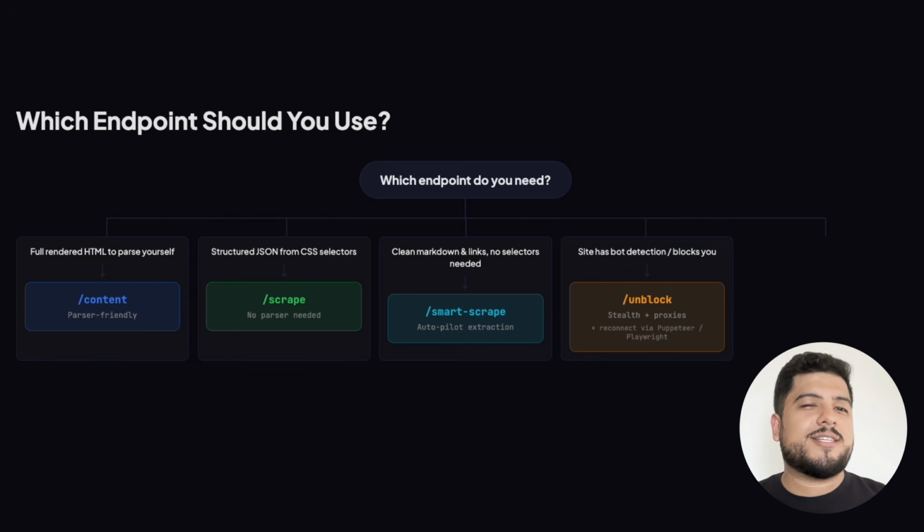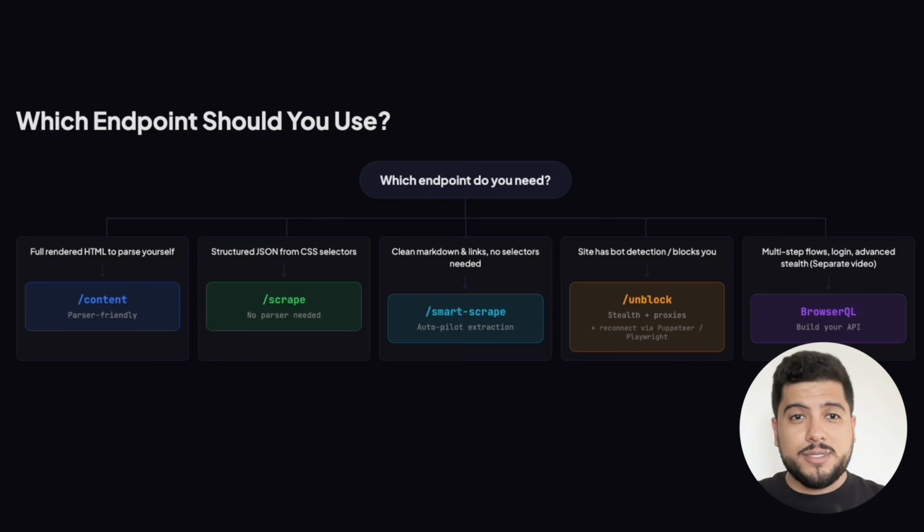Now, there are situations where even these aren't enough. If you need multi-step workflows like logging into a site, clicking through a few pages and then scraping, or if you're up against really advanced anti-bot systems that need fine-grained browser control, CAPTCHA solving, then Browserless has something called BrowserQL. It lets you build an entire browser interaction flow in a single REST API query. But that's a whole separate topic, and we'll cover it in a separate video. You can find the link to that video in the description below.